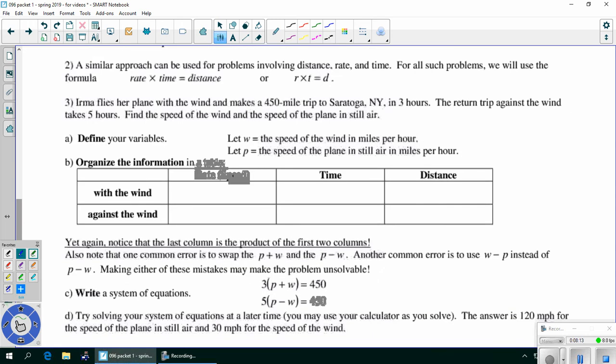Similar approach can be used for problems involving distance, rate, and time. For all such problems, we will use the formula rate times time equals distance, or R times T equals D. This is another formula that you know very well, even if you don't know it in this context.